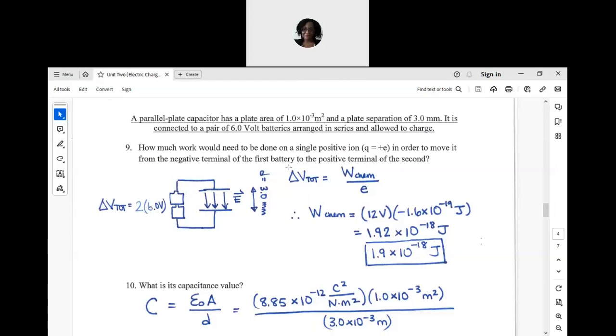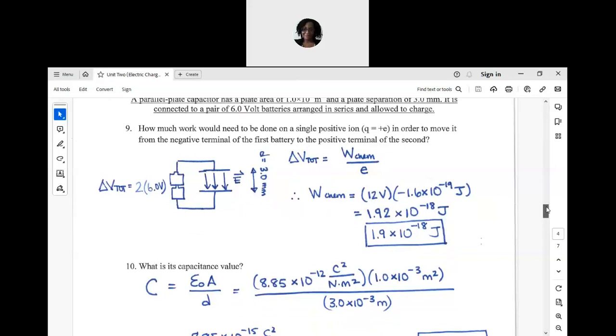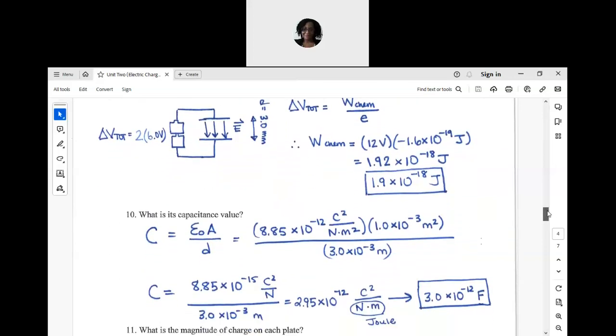I have a potential difference, delta V total, which is 12 volts total. I know that's going to be equal to the amount of chemical work that's being done on those charges per unit charge. The charge carriers are going to have magnitude e. So each one of those is going to require 1.9 times 10 to the negative 18 joules of work to go from the bottom of the chain to the top of the chain of batteries.